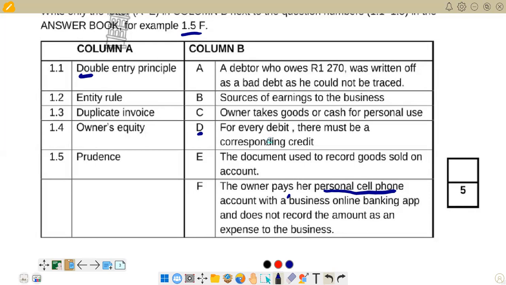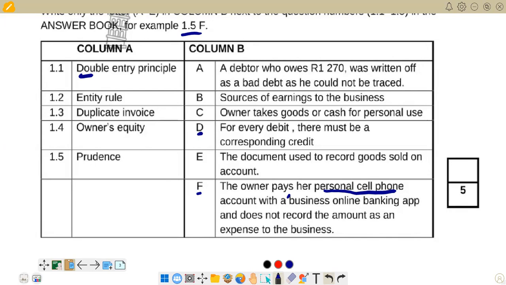And drawings on their own explain, or reinforce, the concept of the entity rule. So here it's correct that the owner is not recording this personal cell phone expense as part of the business expenses. The owner is complying with the entity rule. So you see that F is the most appropriate for 1.2.